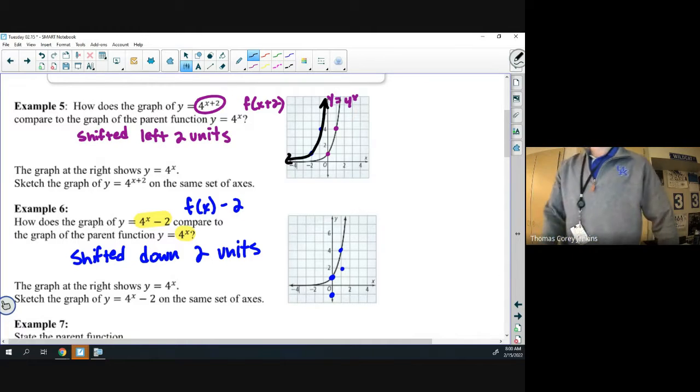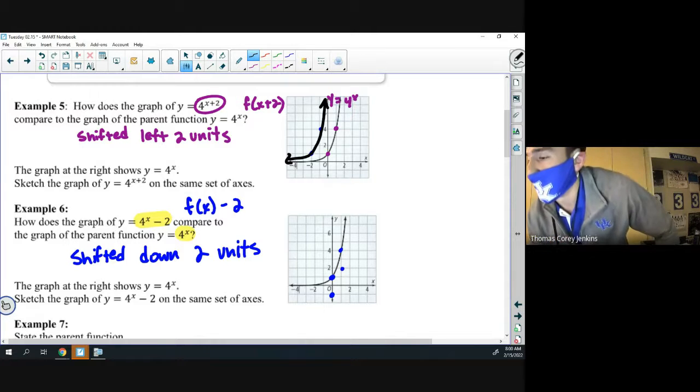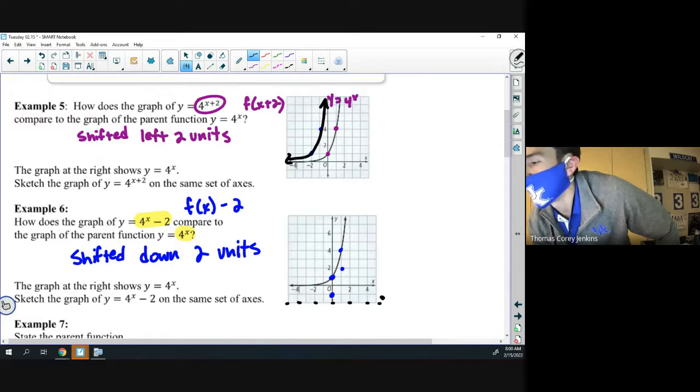What would be my asymptote in this case? Obviously, we're below the x-axis with those points. Does anybody know what my line I would never cross would be in this case, Eli? Yeah, it'd be y equals -2. Okay, you may want to label that there.